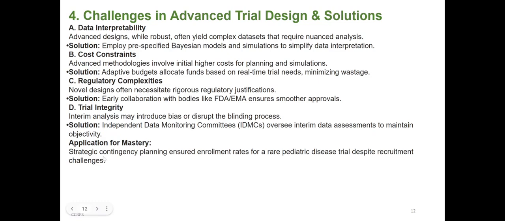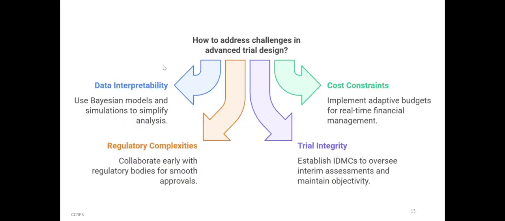Application for mastery here: strategic contingency planning ensured enrollment rates for a rare pediatric disease trial despite recruitment challenges. And here we have a summarized diagram on how to address challenges in advanced trial design: cost constraints, trial integrity, regulatory complexities, and data interpretability.